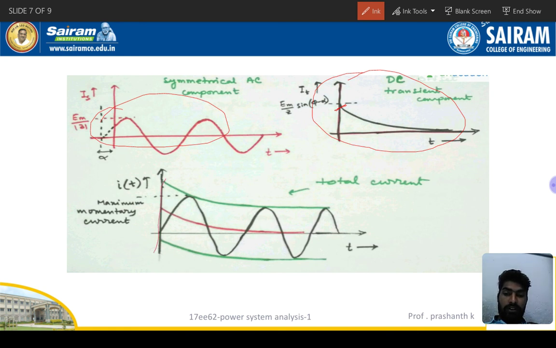We got the waveform like this, and these two are exponentially decaying and die out. DC components will not be there for a longer period, so it dies out. If suppose it were available for a longer period, definitely the whole system would be damaged, so it will be going down.